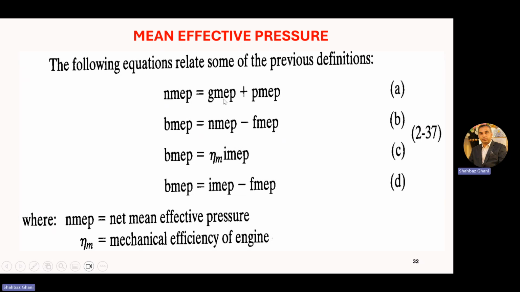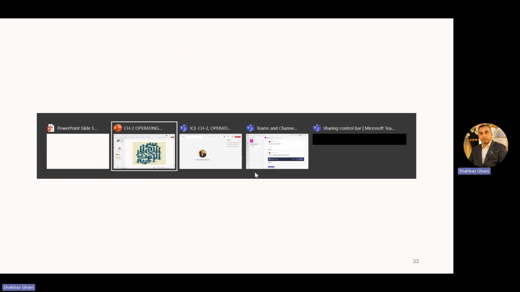Net mean effective pressure is equal to gross mean effective pressure plus pump mean effective pressure. Brake mean effective pressure is equal to net mean effective pressure minus friction mean effective pressure. Brake mean effective pressure is equal to mechanical efficiency times indicated mean effective pressure. Brake mean effective pressure you can also write as indicated mean effective pressure minus friction mean effective pressure, as here. So this comes to the end of the first part of our lecture.